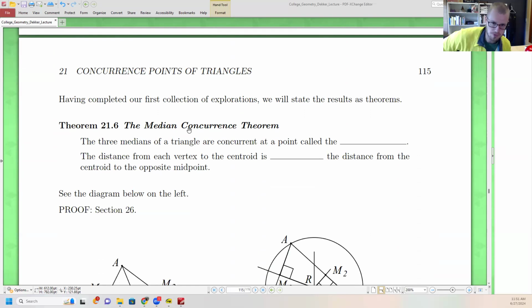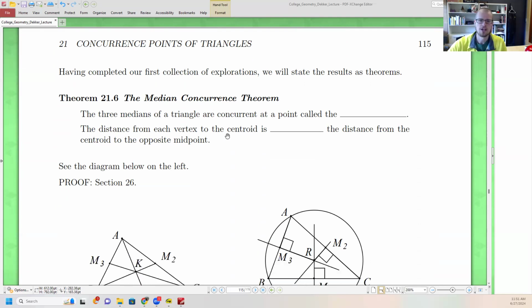Let's take a look at two of them really quickly here. The median concurrence theorem is just a statement of what you found in your first and second computer exploration. The three medians of a triangle are concurrent. Yay, that's what you found. And then we said that the name of that point is the centroid. Fantastic. And in that second computer exploration, you should have found that the distance from each vertex to the centroid is twice the distance from the centroid to the opposite midpoint.